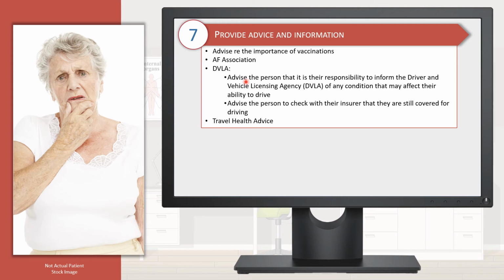The DVLA is always a biggie. And again, our advice is we have to advise them that it's actually their responsibility to inform the DVLA. It's not our responsibility. Again, you've got to cover yourself. What you don't want to happen is the person doesn't inform the DVLA and you've not recorded in a set of notes that you've advised them. Something as simple as, I've advised patient to contact the DVLA and also their insurer, just to be sure that it's on record. What you need is just to have it on record.